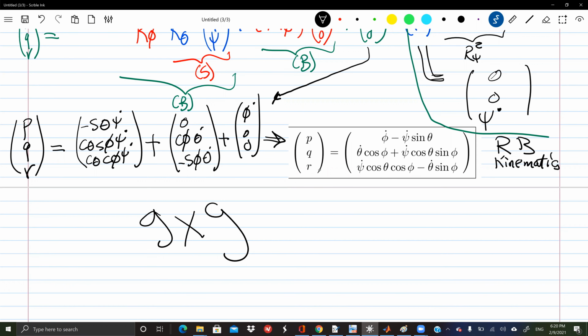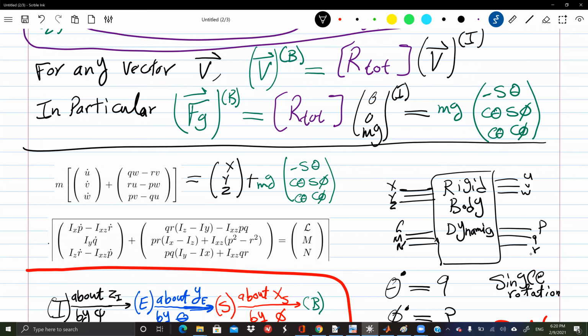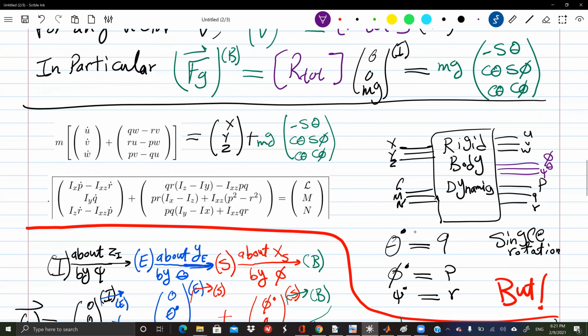These are the 3 equations. These are the 9 equations. What about the 9 unknowns? UVW, linear velocities, PQR, angular velocities, and like I said today, we added phi, theta, psi, the Euler angles. Questions? Questions?